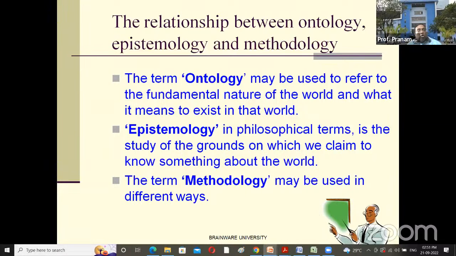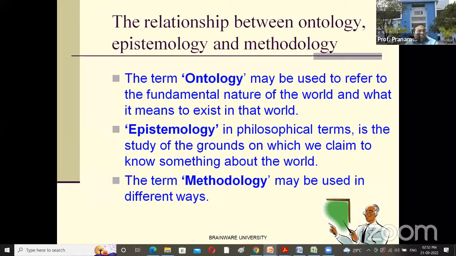The term ontology may be used to refer to the fundamental nature of the world and what it means to exist in that world. And epistemology, in philosophical terms, is the study of the grounds on which we claim to know something about the world. And the term methodology may be used in different ways.